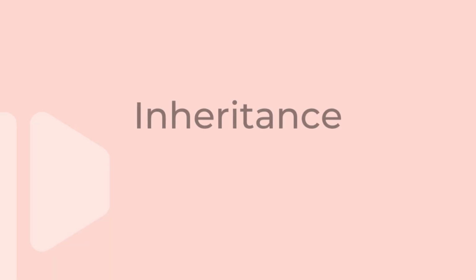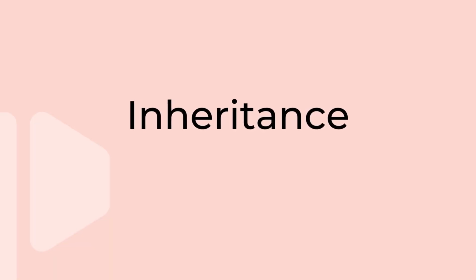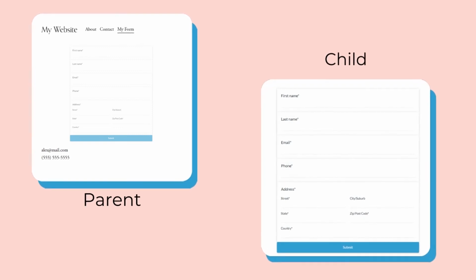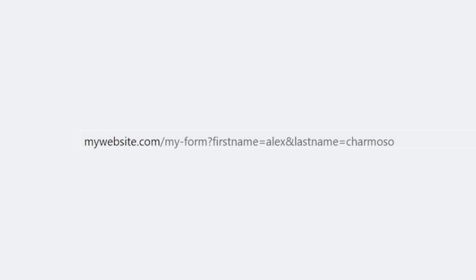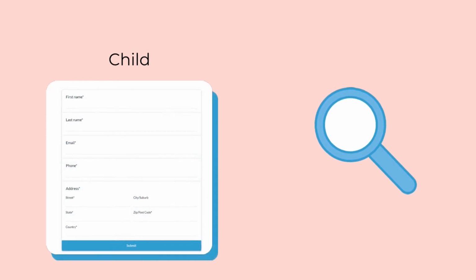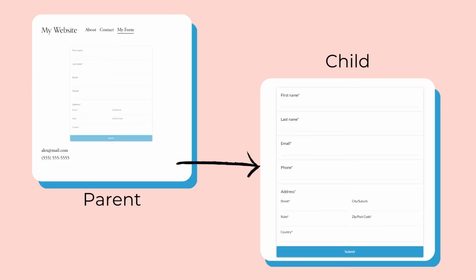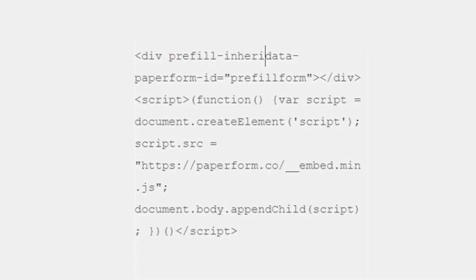Inheritance. When we embed a form on a website, the page that we're doing the embedding on is considered the parent, and the form that we are embedding is considered the child. Since the URL in the browser refers to the parent, pre-filling works slightly differently. The child looks to itself for the query string, however, it doesn't find it. This can be easily solved. We can just inherit the query string from the parent. To accomplish this, we can modify the embed code to include pre-fill inherit. This signals to the embed that we want to pre-fill by inheritance and capture the query string of the parent's URL.